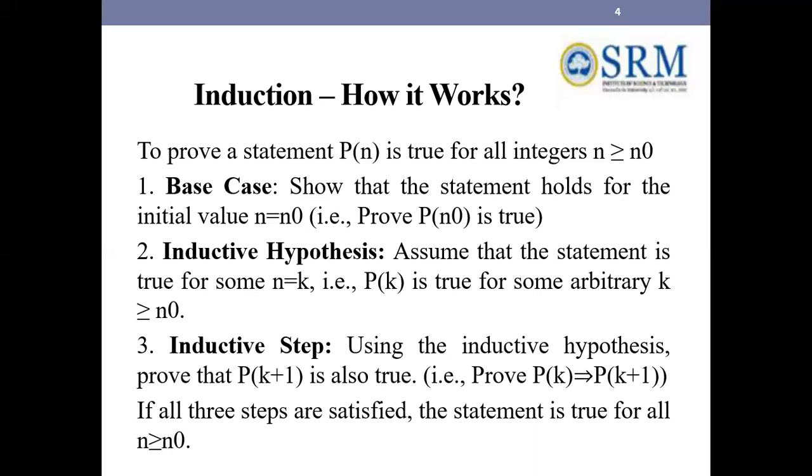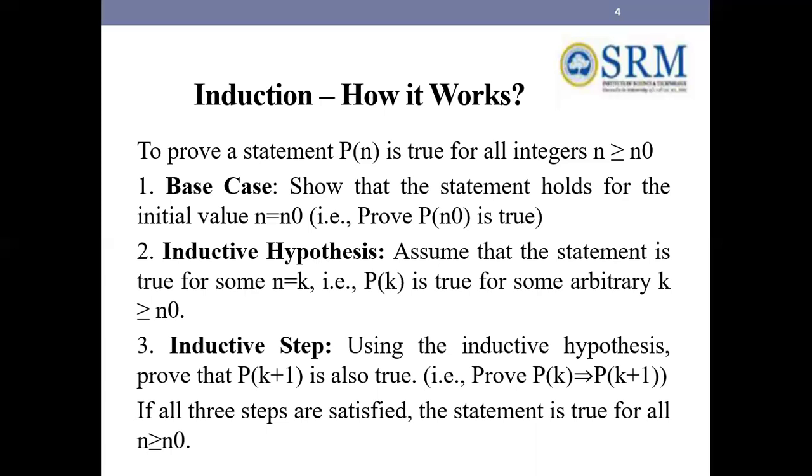So P of n naught is true. And inductive hypothesis, we assume that the statement is true for some input which is n equal to k, for any number of input k greater than or equal to n naught. So our assumption is the algorithm works correctly for k number of inputs where k is greater than or equal to n naught. And what is the inductive step?